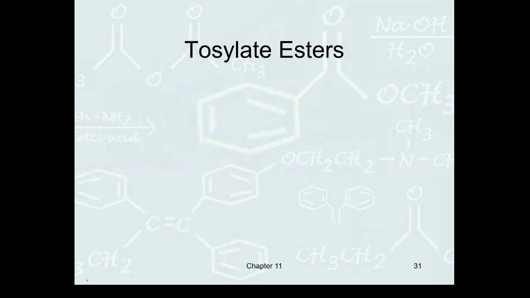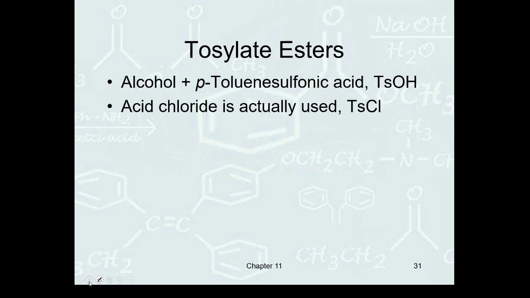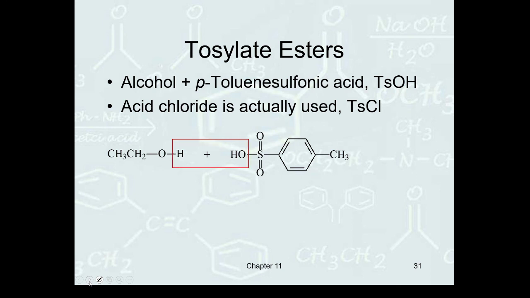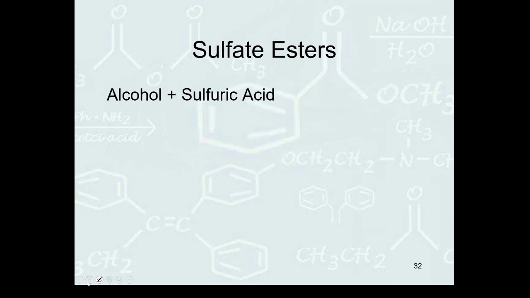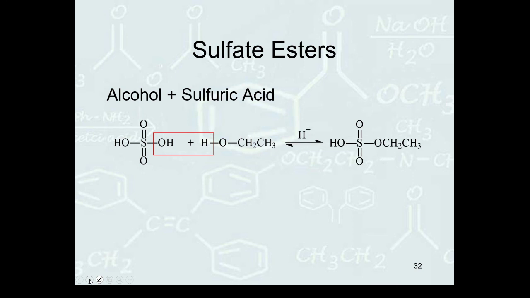Okay. Tosylate esters are just like they sound. You're using tosylate and an alcohol to create it instead of a carboxylic acid. Same process. Water is going to be driven off, and you're going to make an ester linkage to the tosylate group. Same thing with sulfate esters. The alcohol and the hydroxide, and you're going to create it with sulfate.